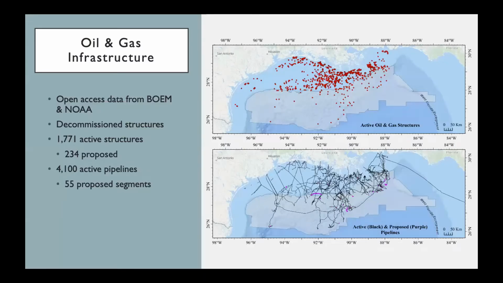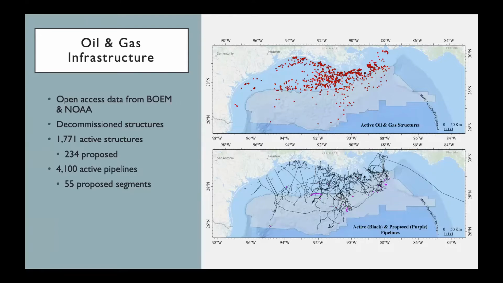So, oil and gas infrastructure. Again, this was open access data that was retrieved by the Bureau of Ocean and Energy Management and the National Oceanic and Atmospheric Administration. It's a very robust data set. It includes pipelines and structures that are active in the Gulf, proposed or planned to be implemented in the near future, removed and decommissioned. So removed had an actual removal date, and then decommissioned pipelines are no longer in use but remain in the Gulf.